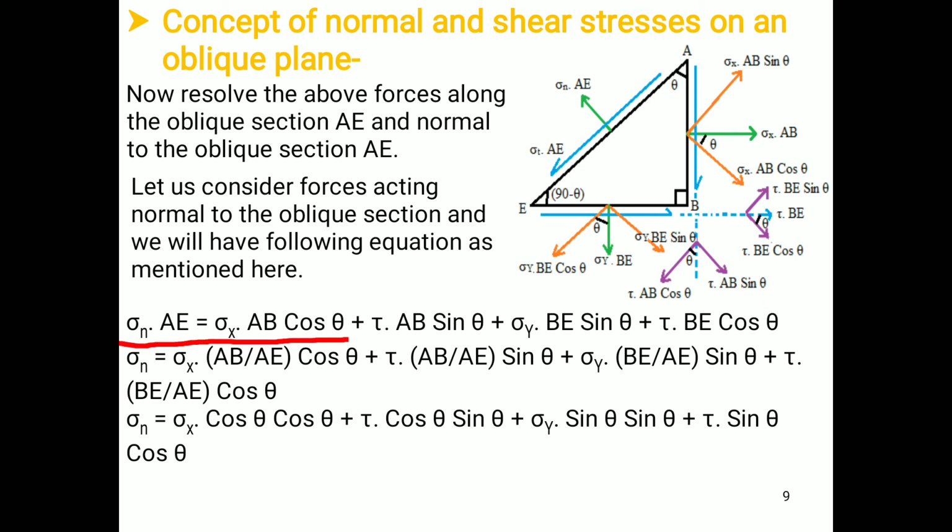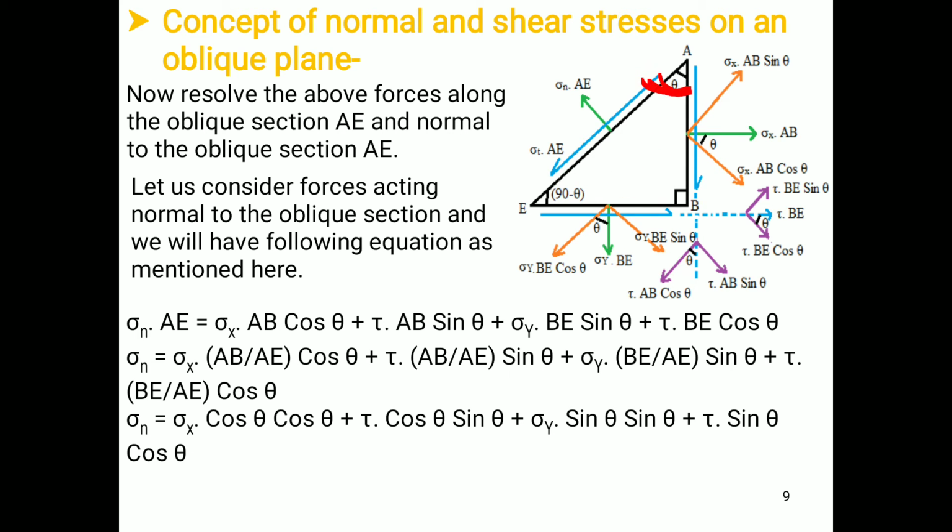Remember that cos of theta and sin of theta are concepts of trigonometry. All of you discussed the concept of trigonometry in 11th, 12th, or in first year also. So by resolving the forces we have found the values. This angle is theta, this angle is theta, therefore this angle is also theta. It is by the concept of trigonometry.